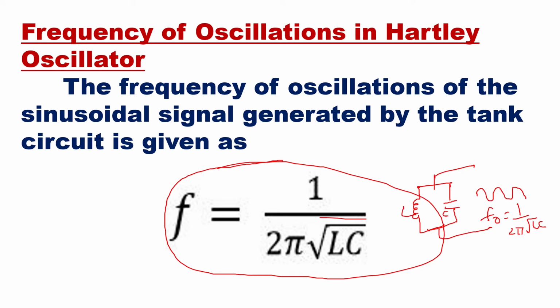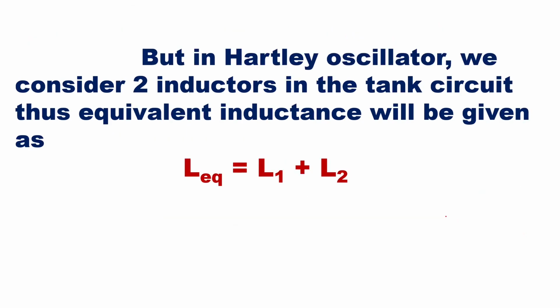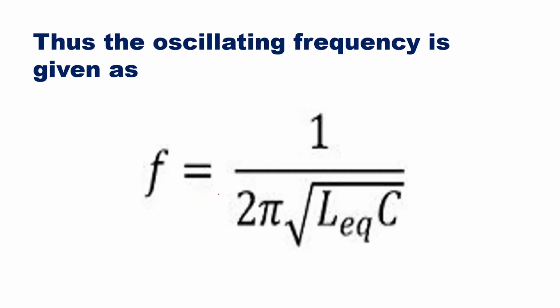The same thing is going to be used in the Hartley oscillator, only that the inductance L will be split into two. In the Hartley oscillator, we consider two inductors in the tank circuit. Thus, the equivalent inductance will be the sum of the two inductors. So L equivalent, LEQ, is equal to L1 plus L2. So these are the individual inductors which are added, and you will get the equivalent inductor. Thus, the oscillating frequency is given as 1 by 2 pi root of L equivalent into C. So instead of L, we put L equivalent, which is nothing but L1 plus L2.